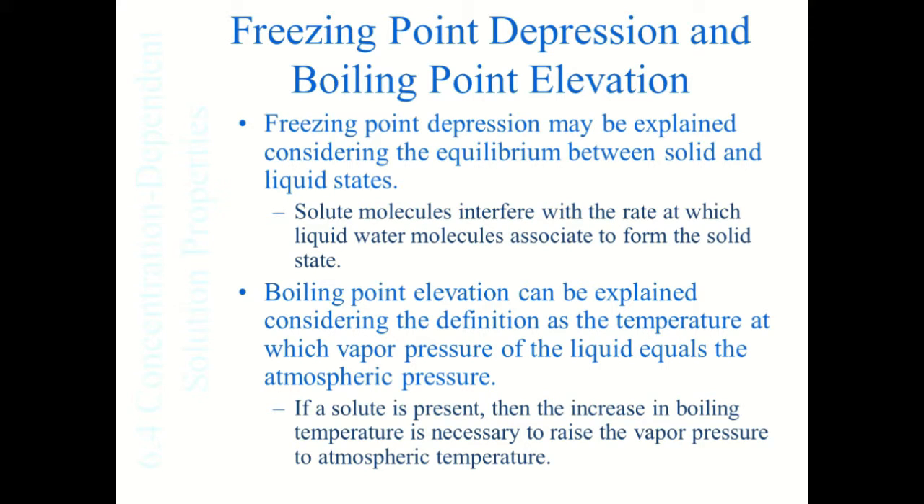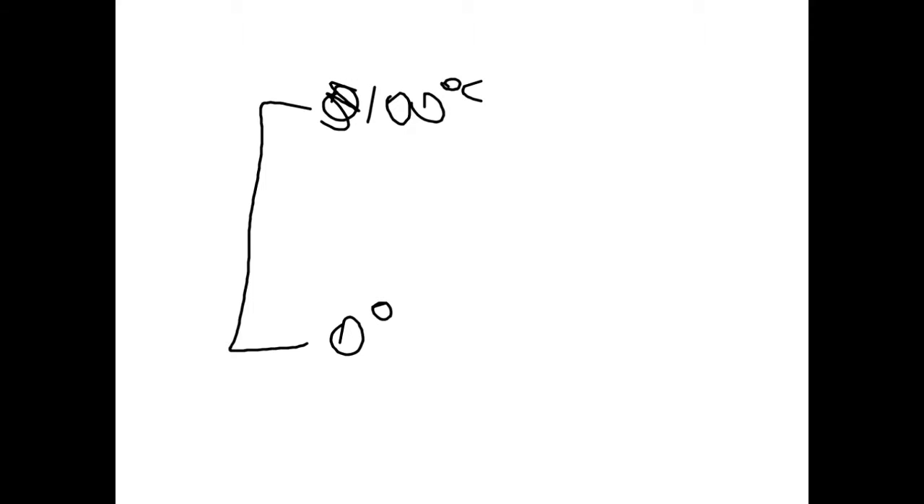Okay, now, freezing point depression and boiling point elevation. So if you have a solution, or I should say a pure substance like water, it boils at a very set temperature. This is pure water, so it boils at 100 degrees Celsius. It's pure water, so it freezes at 0 degrees Celsius.